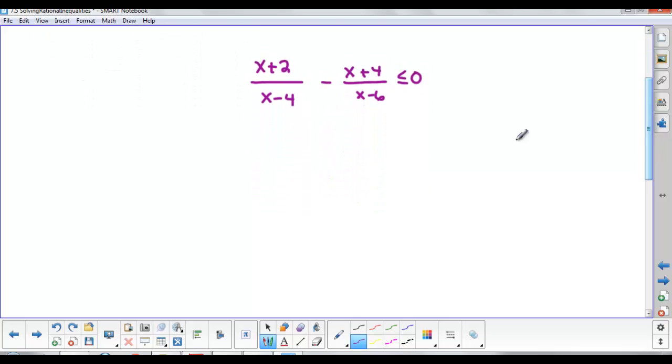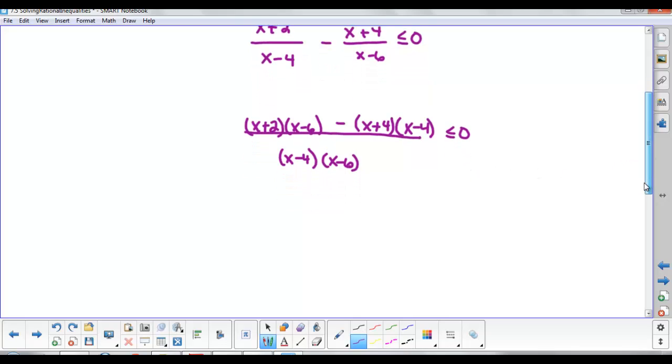And we want to come up with a common denominator, which will actually be the x minus 4 and the x minus 6. So this fraction with the x plus 2 is missing the x minus 6, and then minus the second fraction, which is actually missing the x minus 4.